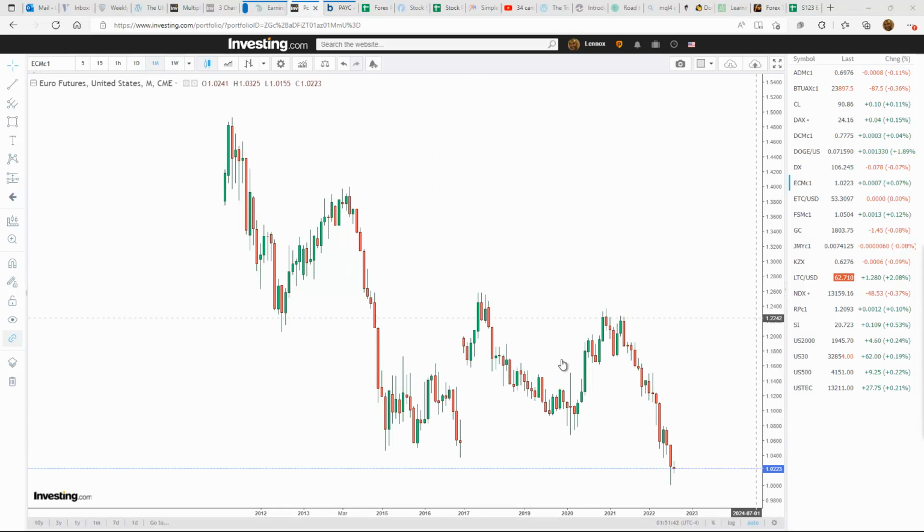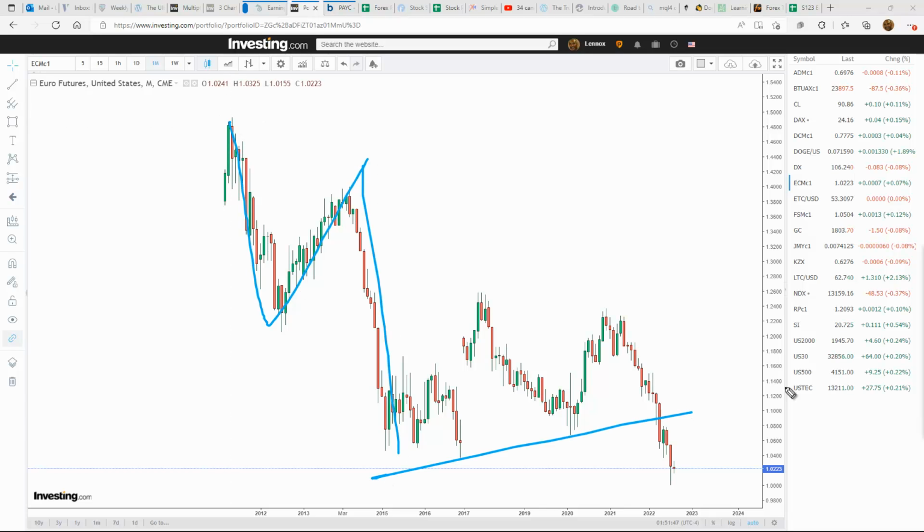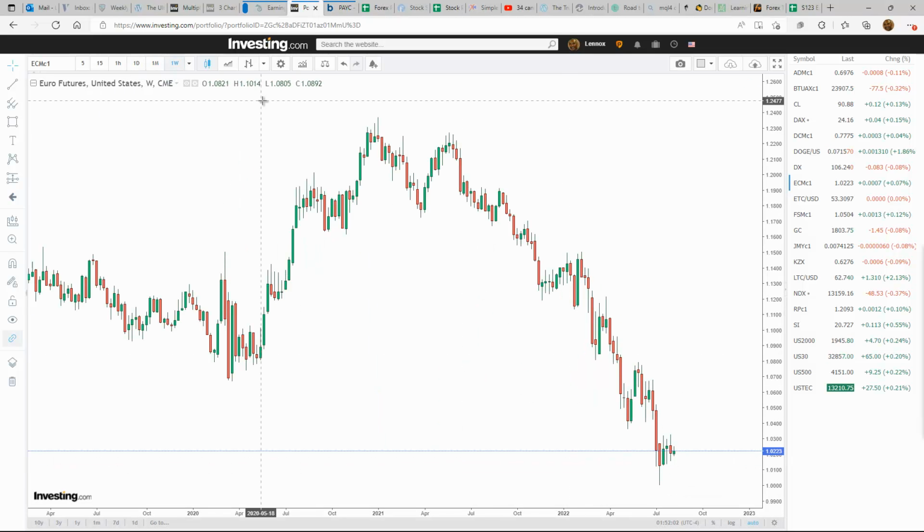So we've broken through. You can see the overall structure here on this chart, and we have broken through a level of support here, and just heading straight down. So a lot of weakness in the euro, and I would look for continued weakness.